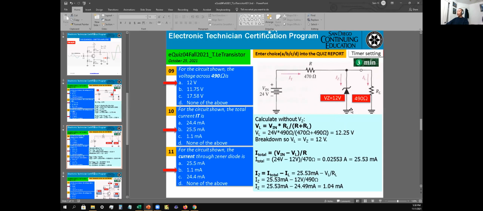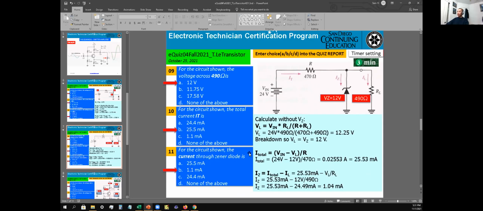Okay, and once we have that information, now we can use it to calculate the current. I total equals VIN minus VL divided by R. We know that VL in this case is just the 12 volts, because like I said, we only get 12 volts that will go out. So 24 minus 12 divided by 470 ohms gives you about 0.025543 amps, and then converted to milliamps, that's 25.5 milliamps. So the answer is B, as in Bob, for number 10.